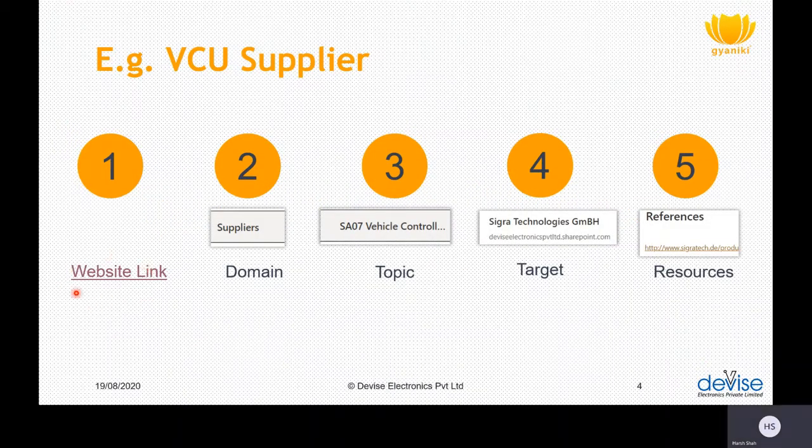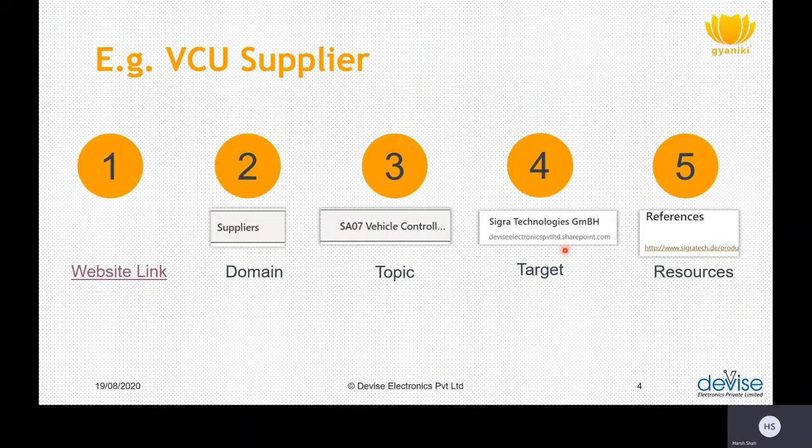You'll have your unique credentials, right? So you log in to the website. And let's say that I'm looking for a VCU supplier. Maybe that's a particular one, or I'm just researching what suppliers are available. And a VCU is nothing but a vehicle control unit. So first of all, I will look for the domain, which is suppliers in this case. Post which I will try to look for the topic within that domain, in this case, vehicle controllers.